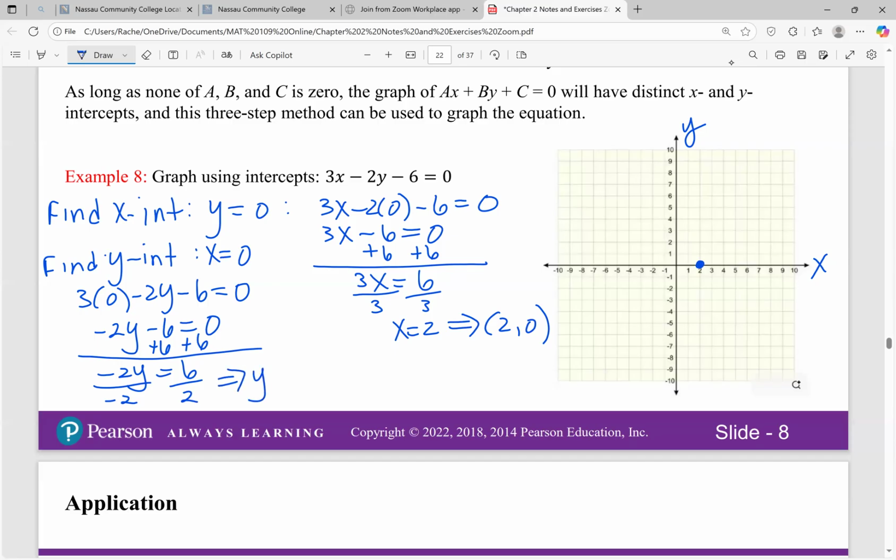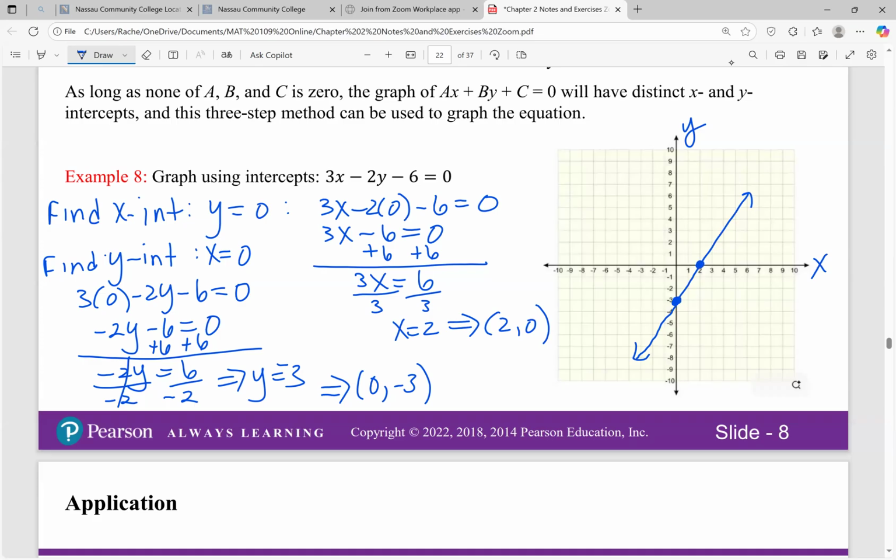And y is going to be equal to 3. I'm sorry, negative 3, right? Because we're dividing by negative 2. So my y-intercept is going to be (0, -3). And that point's going to be down here on the y-axis. And now I could draw my line.